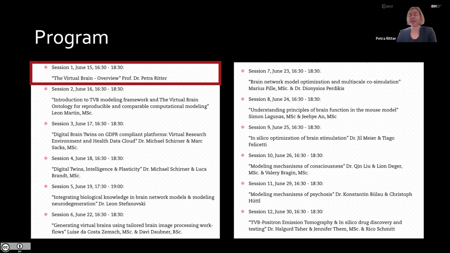So it's really a wide range of topics, but all, of course, linked to whole brain network modeling. And we hope to inspire you and to bring your interest in the topic to the awakening.